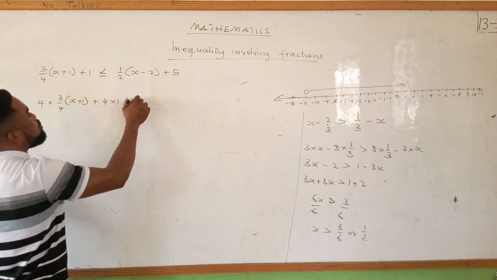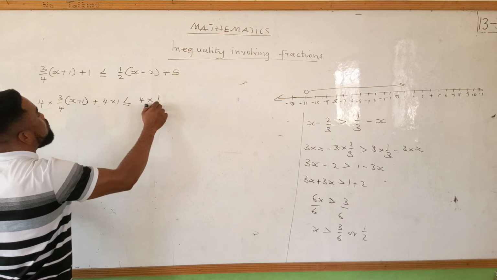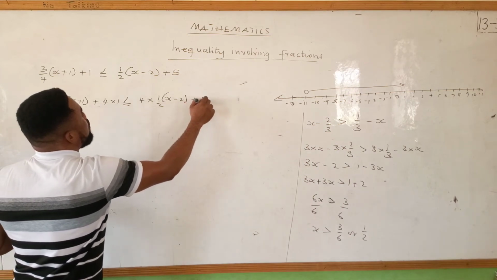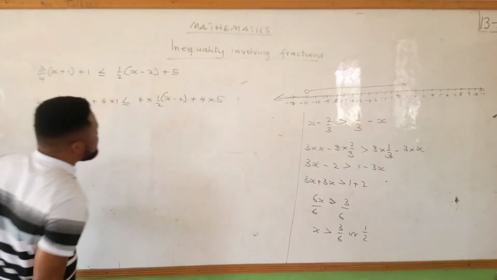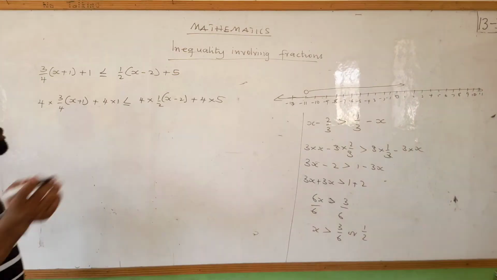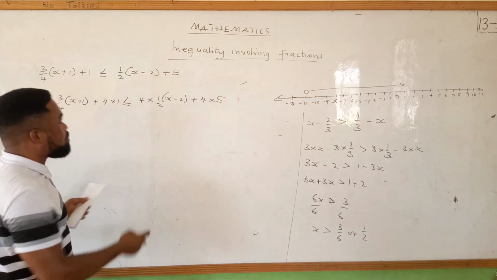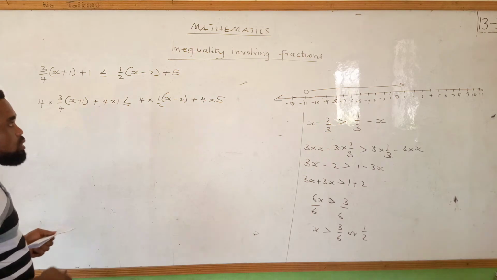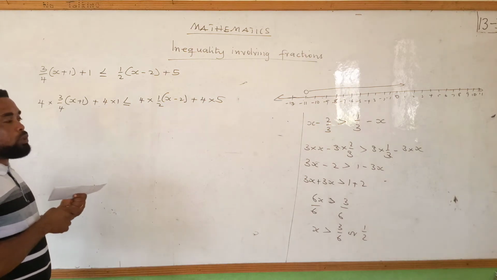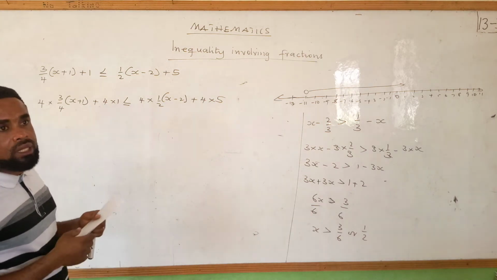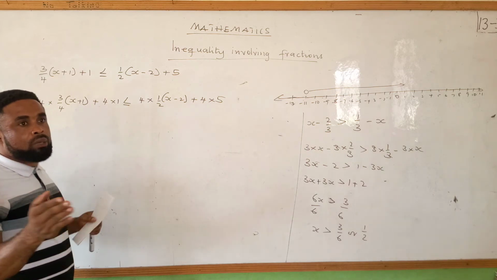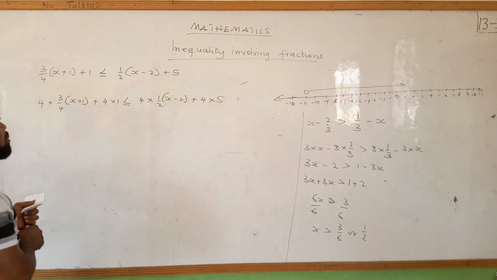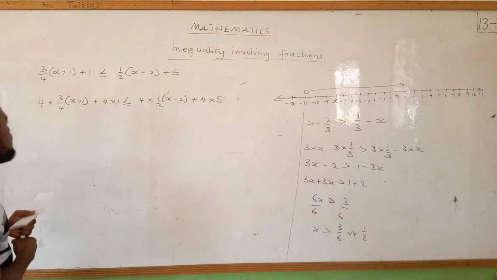Less or equal to 4 times half into bracket x minus 2 plus 4 times 5. Okay. Please, as usual, you can put it in the bracket. But remember, there are brackets here already, so you can go by this, so that your work wouldn't be too complex. It will seem so simple, so that you can simplify them in an easy way.